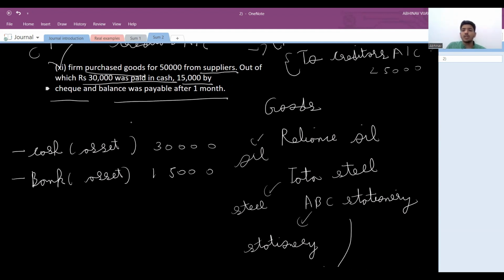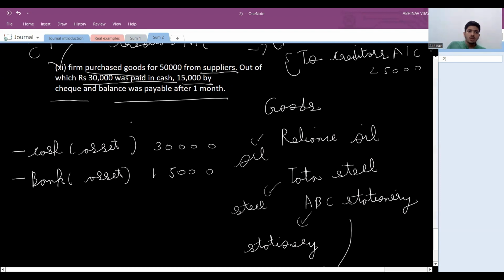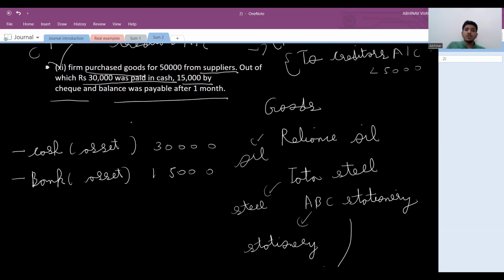Balance was payable after 1 month. I don't know what this is. So, firm, go to the first entry, first part. Firm purchased goods for 50,000 from suppliers, and 50,000 is goods. You don't write goods account, so you write purchases account.